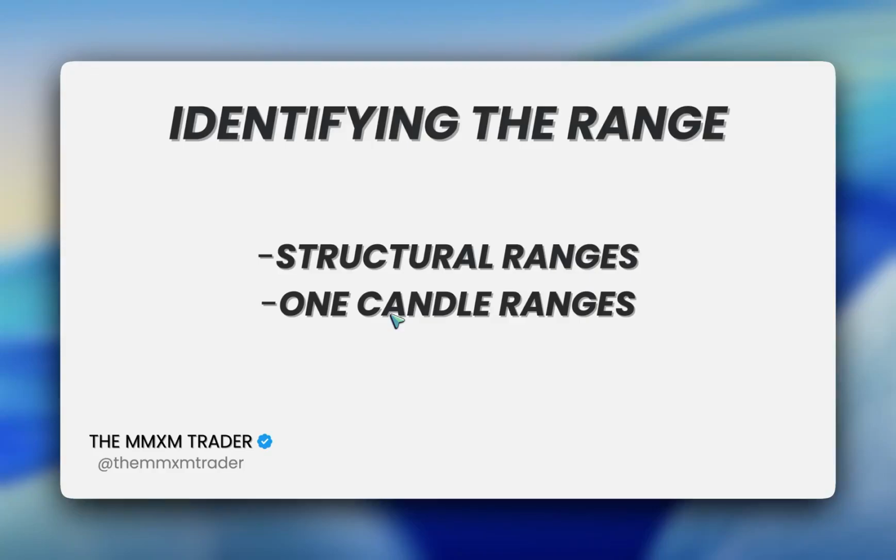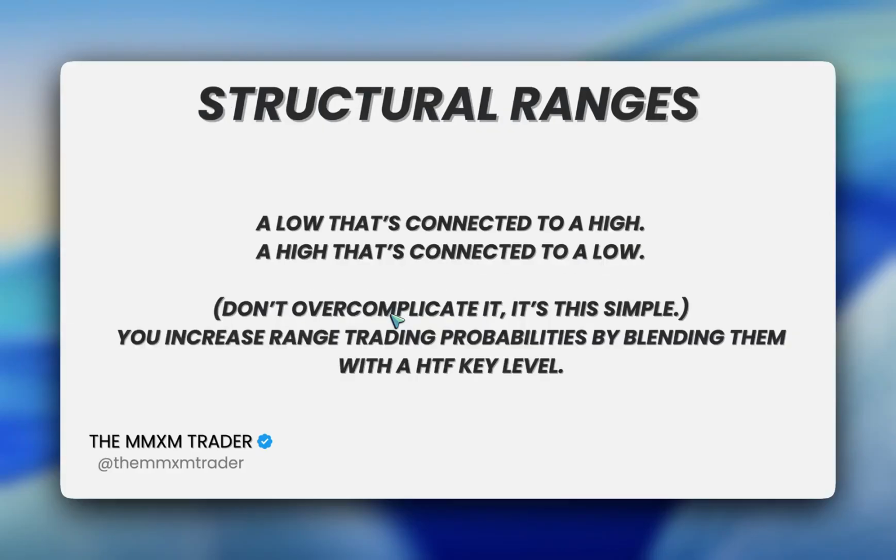How do you identify the range? Now, there's 2 types of ranges you're going to be looking at, and there's only 2: a structural range and 1 candle ranges. So structural ranges, how do you identify them? It's really, really simple. It's the low that's obviously connected to a high, right? It's an expansion leg. Or a high that's obviously connected to a low. Do not overcomplicate it. It really is this simple. You increase range trading probabilities by blending them with a high time frame key level, and this is actually one of the core foundations once we get to the intermediate and higher time frame perspectives.